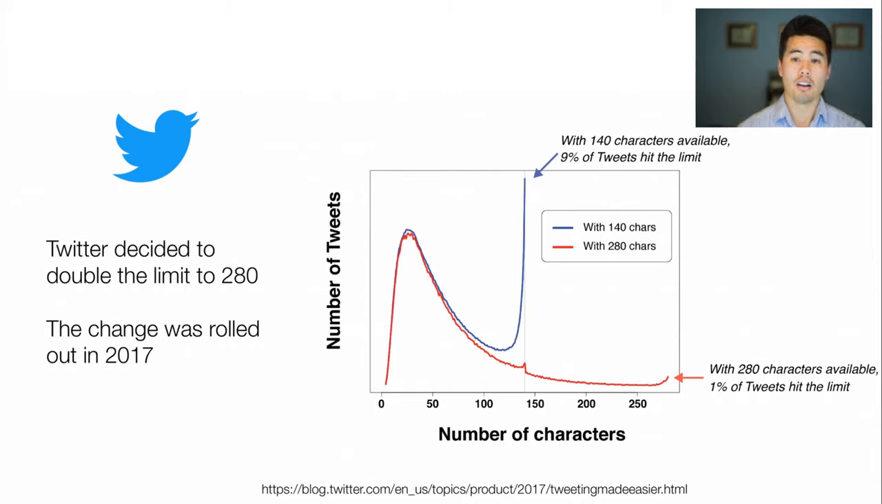So this was the business insight and actually the actionable recommendation that came out of that data science project at Twitter. And as a result, they doubled the size of the capacity of tweets from 140 to 220 in 2017, right after this project was taken on by them.